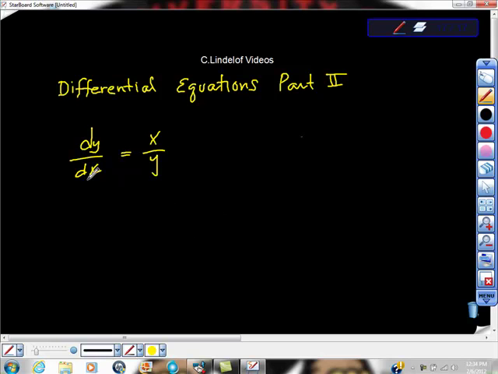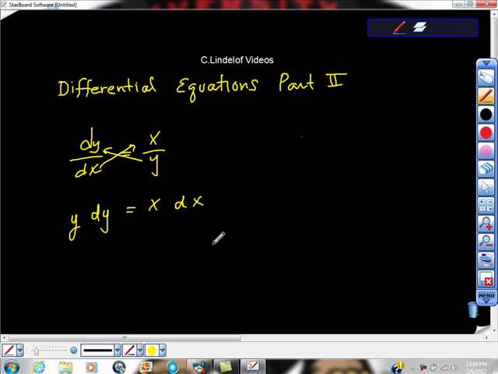As a general rule, when you see something in this form, the first thing you usually do to take it as a differential is to multiply both sides by dx. But what I want to do is separate this into y's and x's. So I'm going to do it this way: here I'm going to have y dy is equal to x dx.